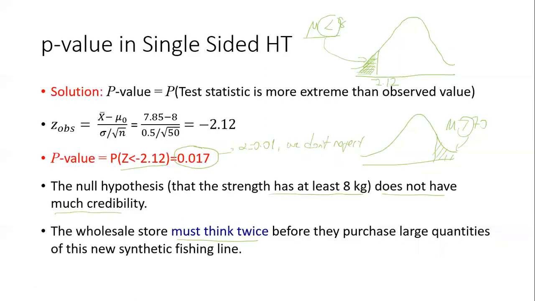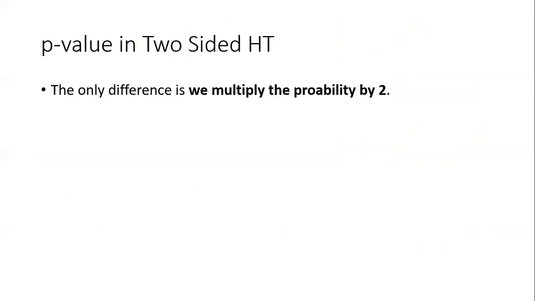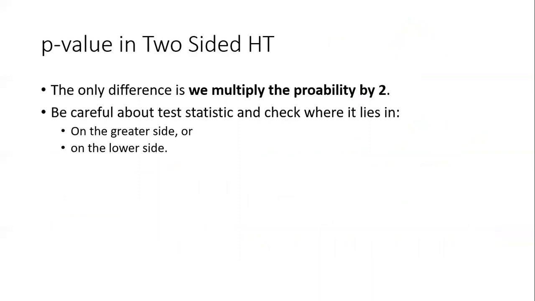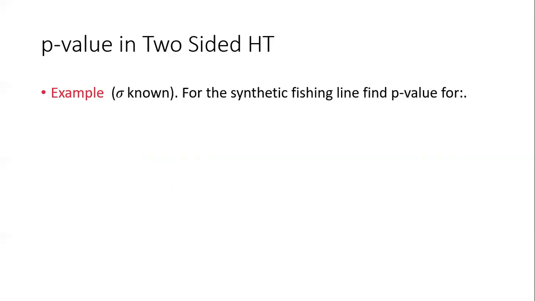Well, this was the case when we just used the p-value in a single-sided hypothesis test. How about a two-sided hypothesis test? The only difference is that we multiply the probability by 2. The only thing you should be careful about is whether the alternative hypothesis is on the greater side or the lower side. Just calculate the probability accordingly, then multiply it by 2.